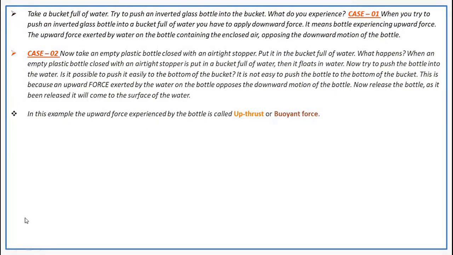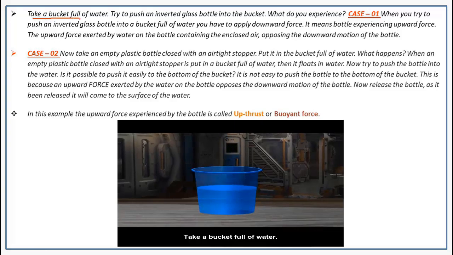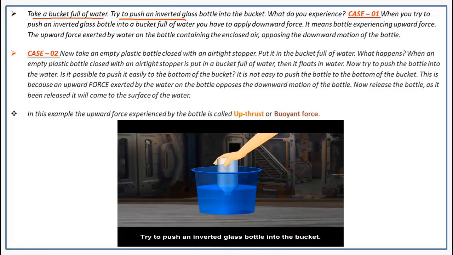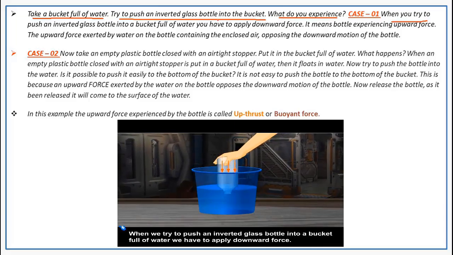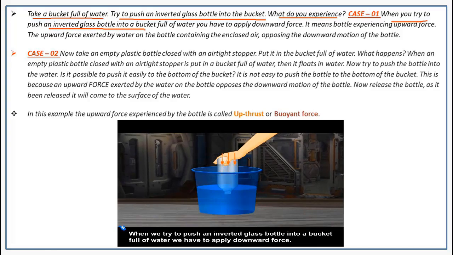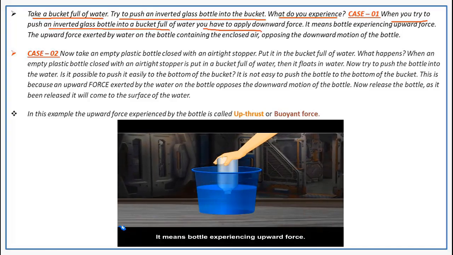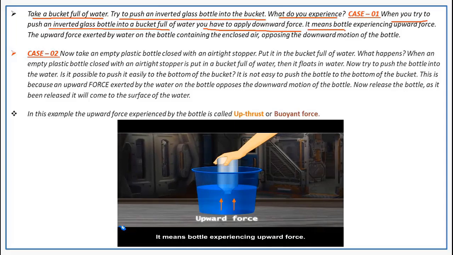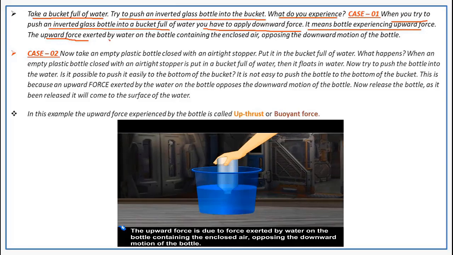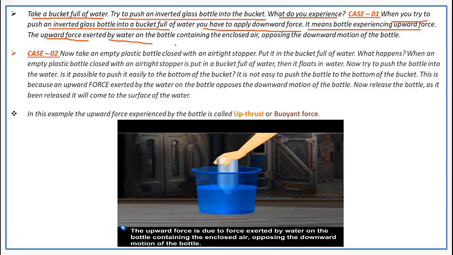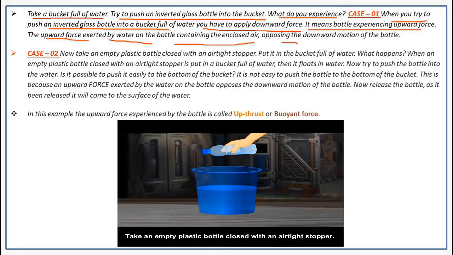Let's understand more about the upthrust or the buoyant force with an example. Here I'm going to take two different cases for the same kind of situation, and with that I will try to make you understand the upthrust or the buoyant force. For that, take a bucket full of water. Try to push an inverted glass bottle into the bucket. What do you experience? When you try to push an inverted glass bottle into the bucket full of water, you have to apply a downward force. It means the bottle is experiencing an upward force.